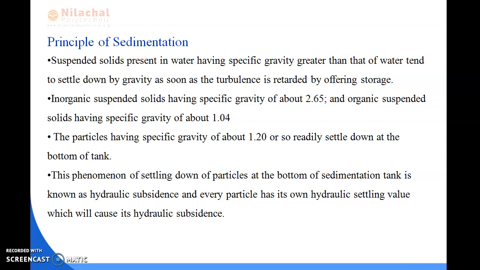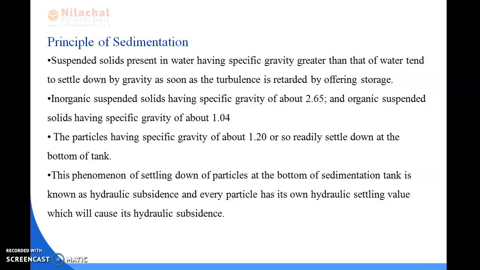The phenomenon of the settling down of particles at the bottom of the sedimentation tank is known as hydraulic subsidence, and every particle has its own hydraulic settling value which will cause its hydraulic subsidence. So, the settling down of particles at the bottom of the sedimentation tank is known as hydraulic subsidence, and every particle has its own hydraulic settling value which causes its hydraulic subsidence.